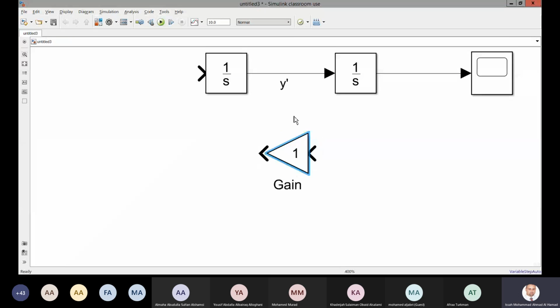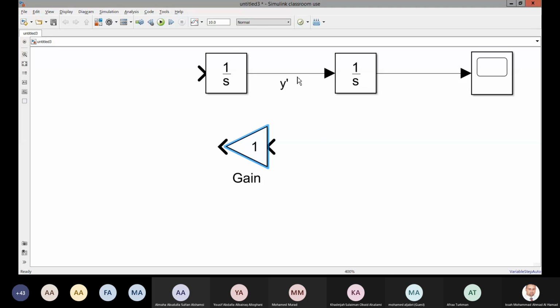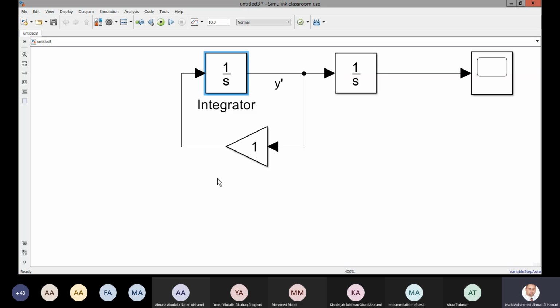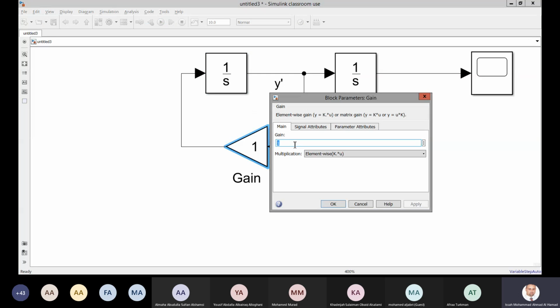Okay. Then I will take a branch from y prime here. Okay. And I will take a branch here. Okay. But this should be -1. So I add a gain of -1 instead of 1.